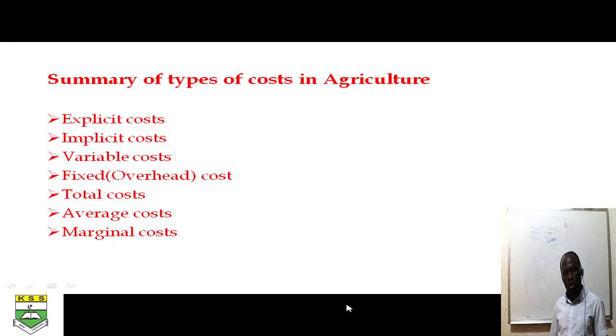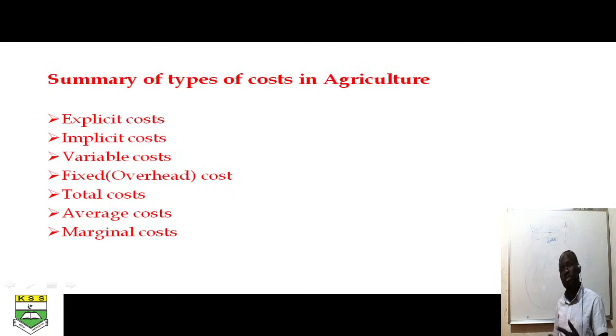When production is low, they are low. Fixed costs are costs that do not change with the level of production. Whether you are producing or you are not producing, they are there. You continue paying rent, electricity, taxation, insurance. You have to pay those. Those are fixed costs. Then you have total costs.